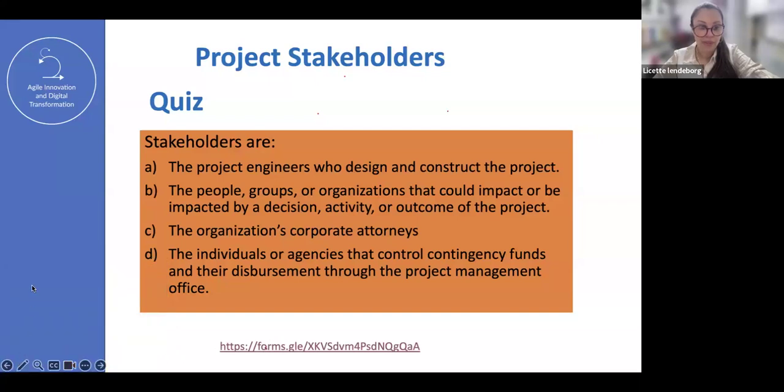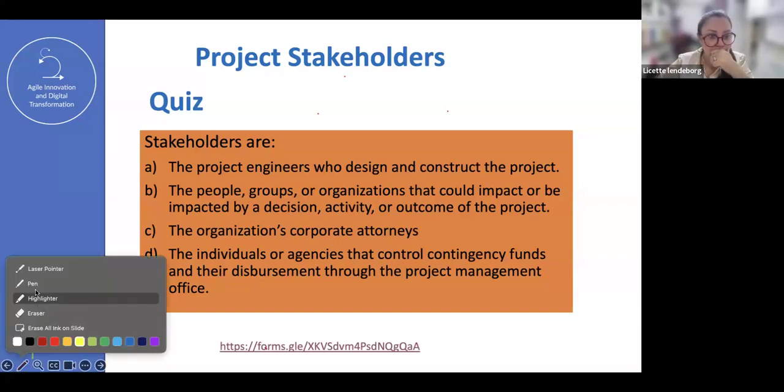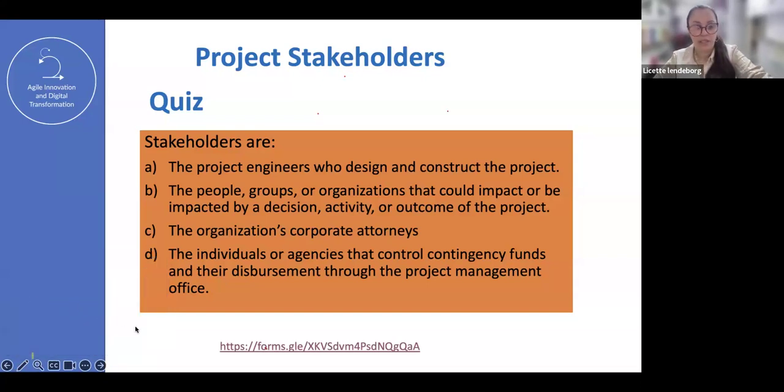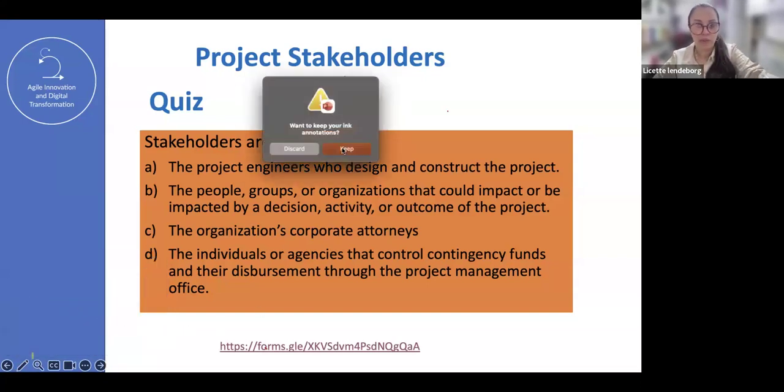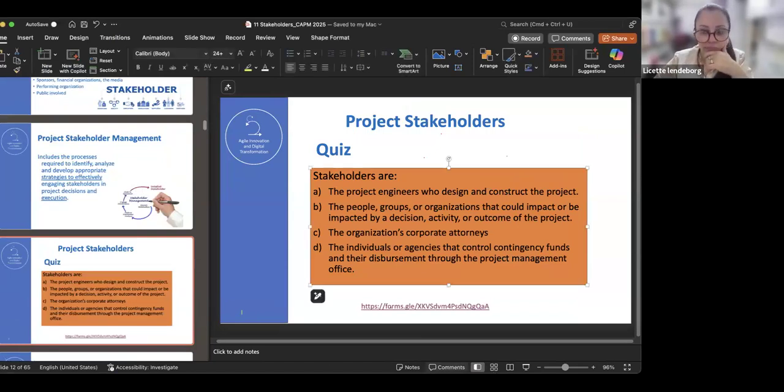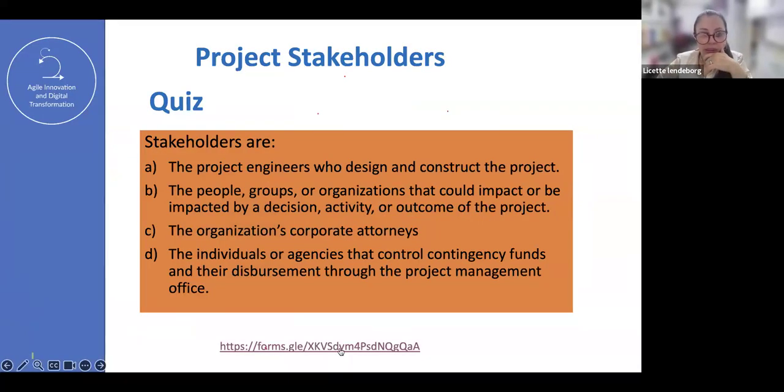No, it doesn't let me because I'm using the highlighter. Oh my goodness. Okay, I need to open the link. Give me 1 second. So let me open the link.